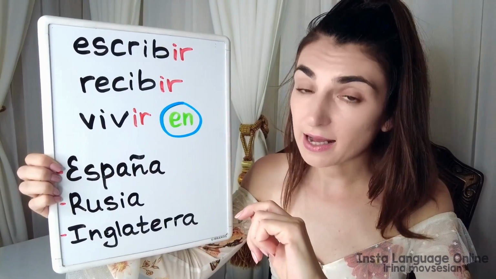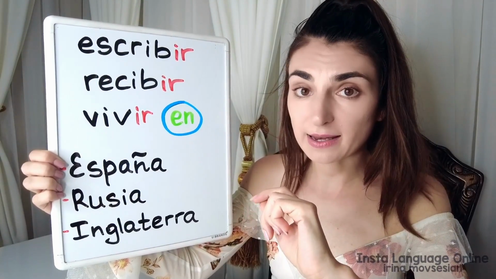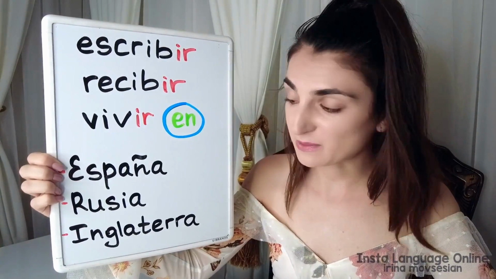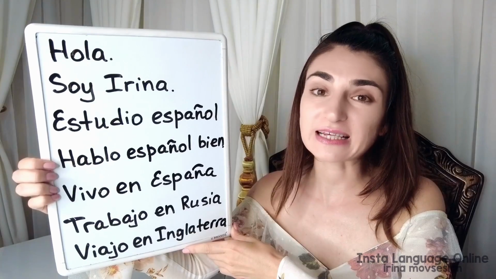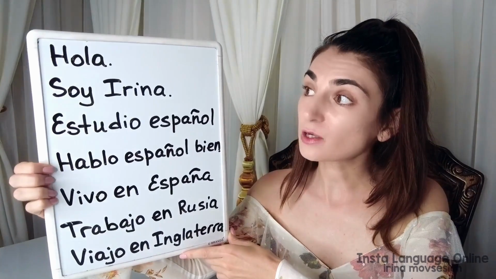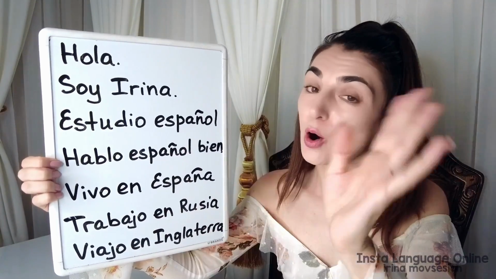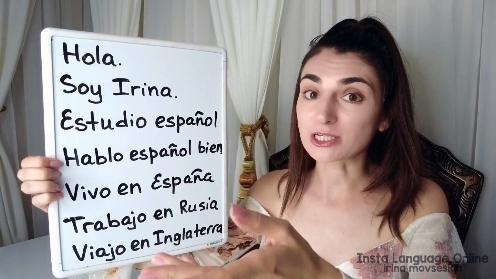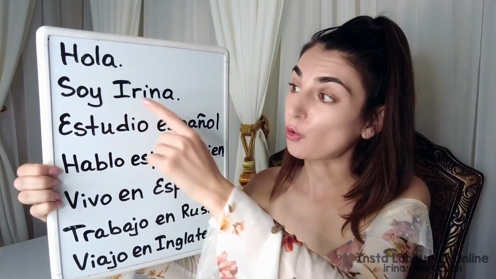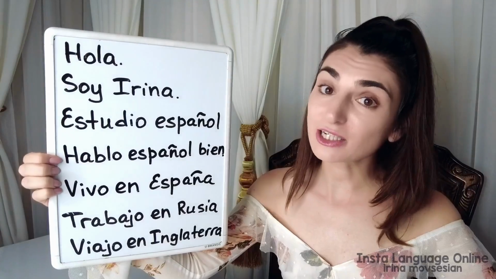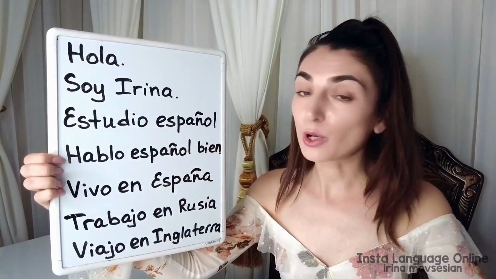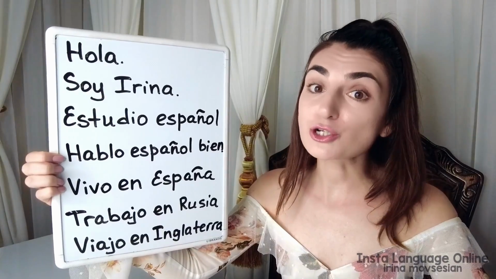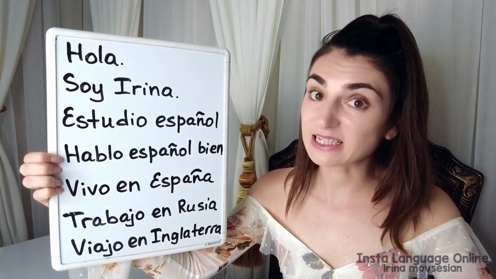¿Vives en España? Sí, vivo en España. No, no vivo en España. Right now, I want to review everything we learned during these six-seven classes. First of all, we learned how to say hi, hola. Then we learned the verb to be, soy Irina. That's how I introduce myself. Hola, soy Irina. Then we learned the first conjugation of the verbs, the Spanish verbs.